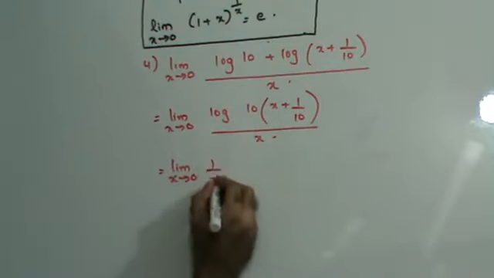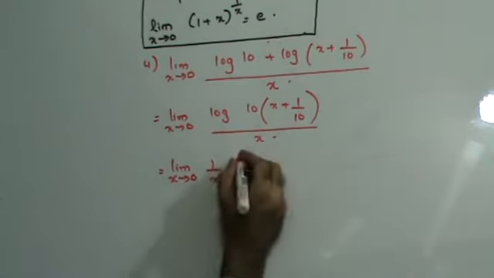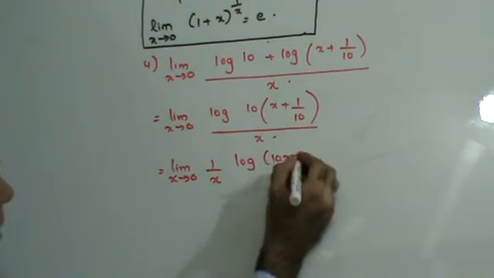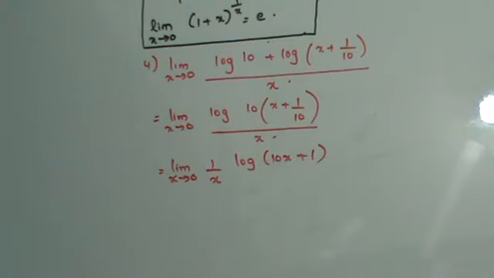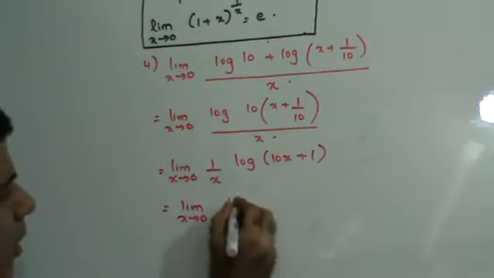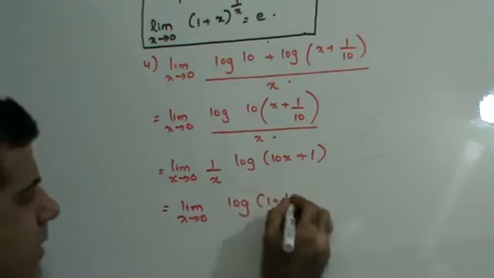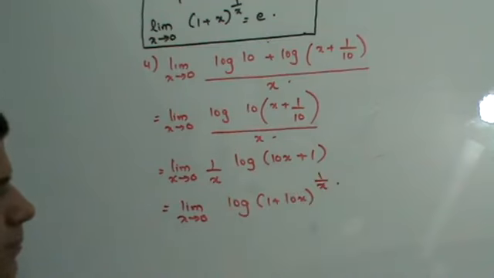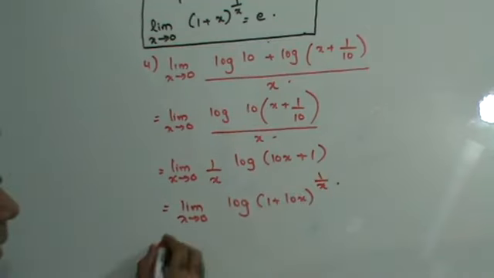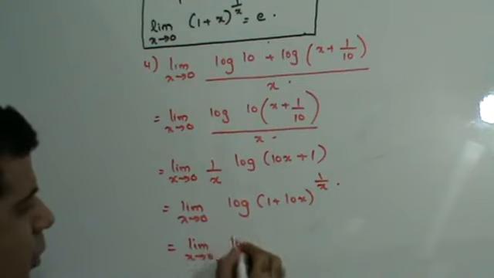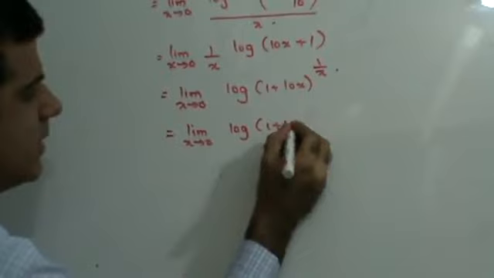This x can be written as 1 upon x separately. Now this is log, open the bracket, this is 10x plus 1, right? Because 10 into 1 upon 10 will give you 1. This is limit of x tends to 0, log 1 plus 10x. Whatever is the number before log goes up in the indice. Now whatever is the number here, I need the reciprocal of that in the indice.